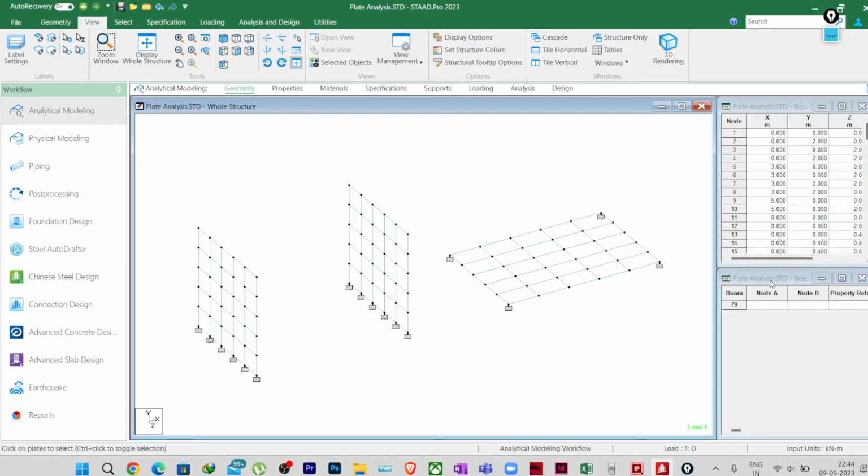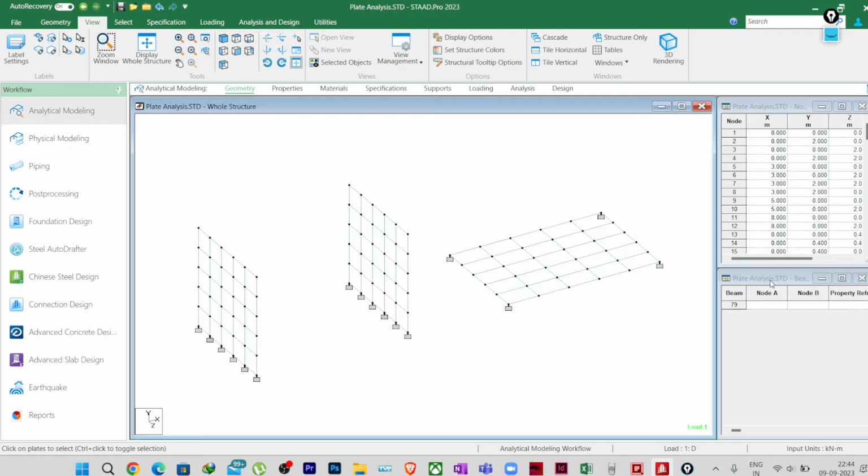So in this lecture, I am going to discuss the plate forces in STAAD Pro. In the previous lecture, I explained how you can get the in-plane forces of a plate element, or you can say, when you will be designing the shear wall, how you will be getting the in-plane moment and forces to design that shear wall, right? Now, in this lecture, I'm going to talk about the out of plane moment and shear.